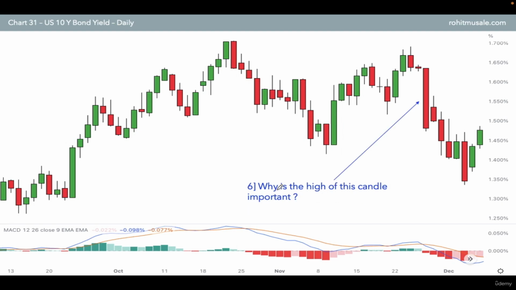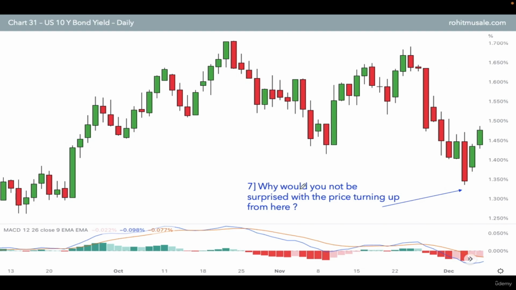Number 6, why is the high of this candle important? So if you look at this candle, it satisfies the criteria for a long black or red real body. It opens near the high and closes near the low. So the high of this candle is most likely to become what? It is most likely to become resistance.